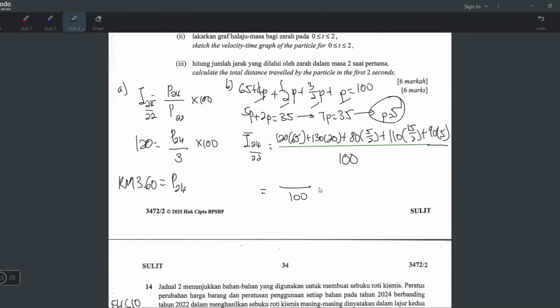So now I'll press this in my calculator and then I'll get my answer here. Okay, let's press 120 times 65 plus 130 times 20 plus 80 times 5 divided by 2 plus 110 times 15 over 2 plus 90 times 5. Okay, my calculator gives me 11875. And then you have to divide by 100, you get 118.75. And this is the composite index for 2024 based on 2022. And I have a feeling this will be used in part C later. Yeah, because the index question is always like that.